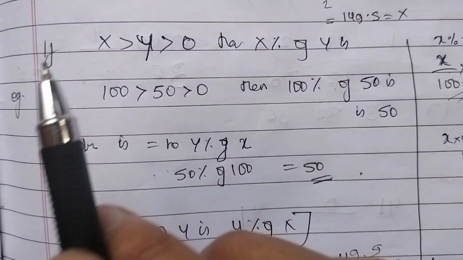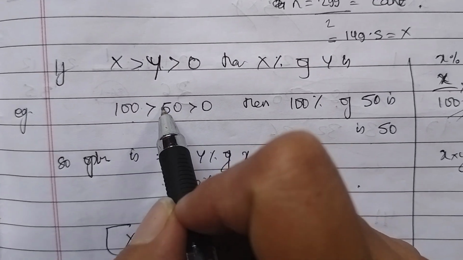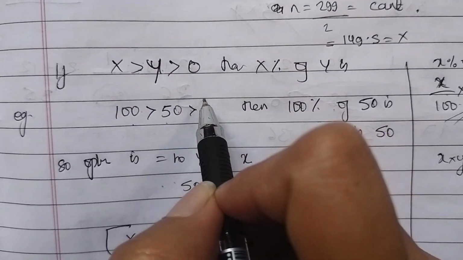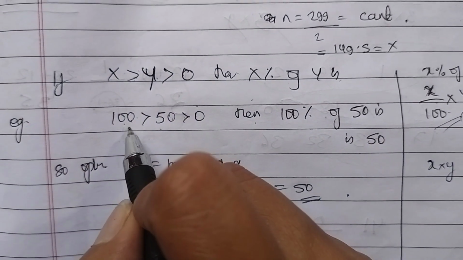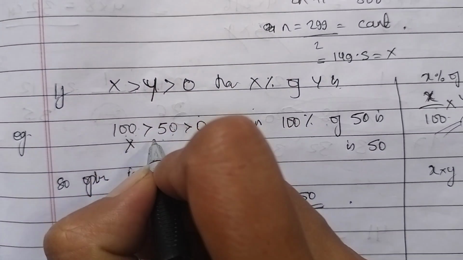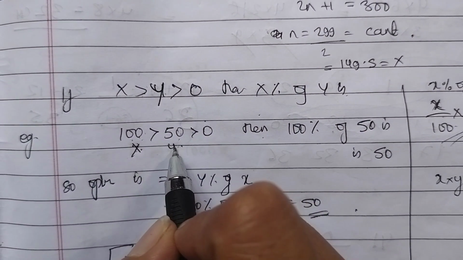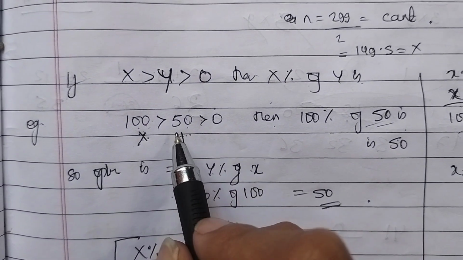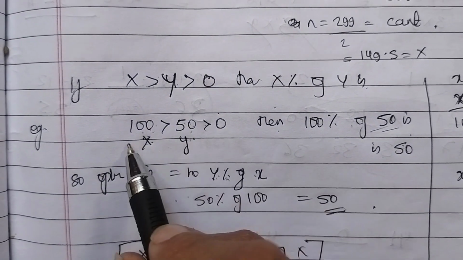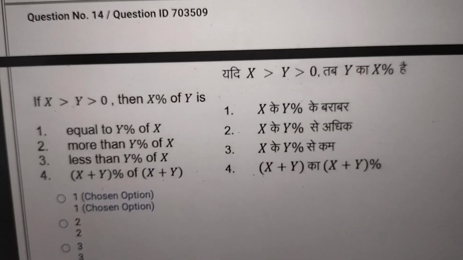Or you can do it with the example method. Let's say x is 100 and x is greater than y. So consider y to be 50, and it is greater than 0. Then x percentage of y, where x is 100 and y is 50, so 100 percentage of 50 is 50. Or y percentage of x means 50% of 100, which is 50. So x percentage of y is equal to y percentage of x. So option 1 is the answer.